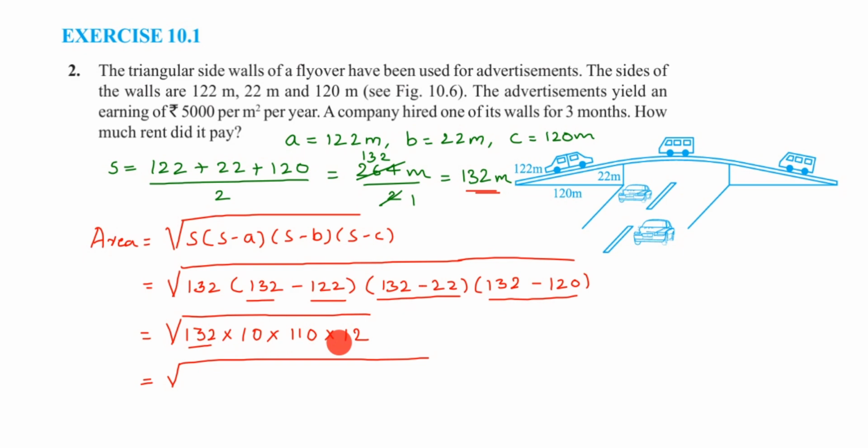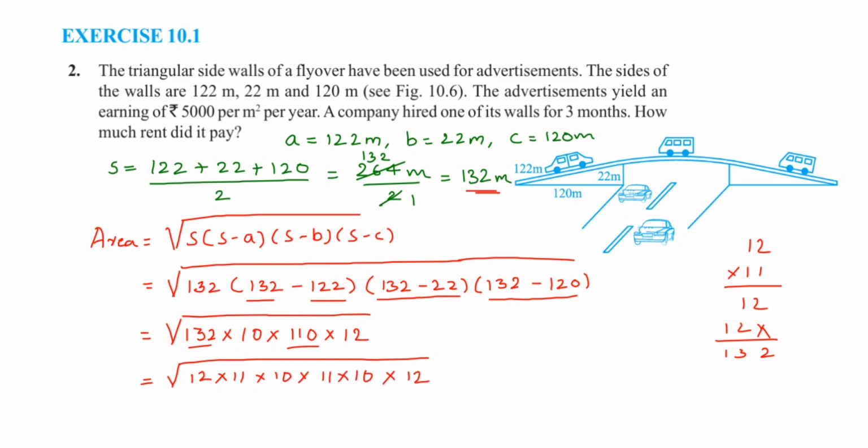So 132 is 12 times 11. So 12 elevens is 132. Why? Because 12 tens, when you multiply 12 and 10, you get 120. So 12 times 11 will be 132. Yes, it is 132. So we can express 132 as 12 times 11, times 10, times this 110, we can express this as 11 times 10, times 12.